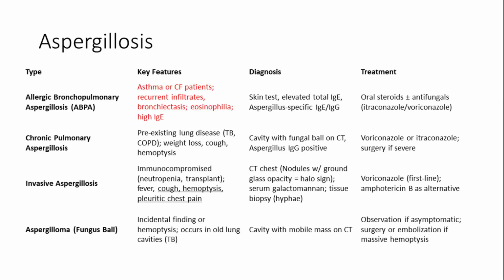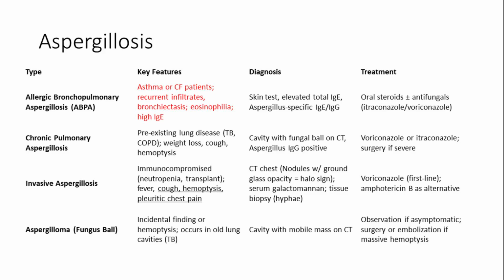Aspergillosis can present with different presentations. First is allergic bronchopulmonary aspergillosis, ABPA, which usually happens in patients with asthma or cystic fibrosis. It presents with allergies/asthma, with wheezing, high eosinophils and IgE, along with bronchiectasis with recurrent infiltrates. It can have mucus plugging with hemoptysis as well. Diagnosis by positive skin test, elevated total IgE, and positive Aspergillus-specific IgE or IgG.